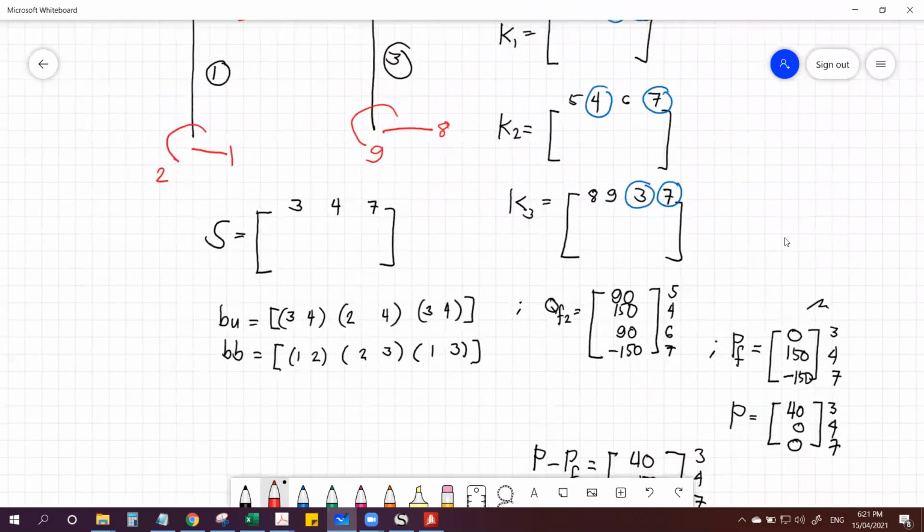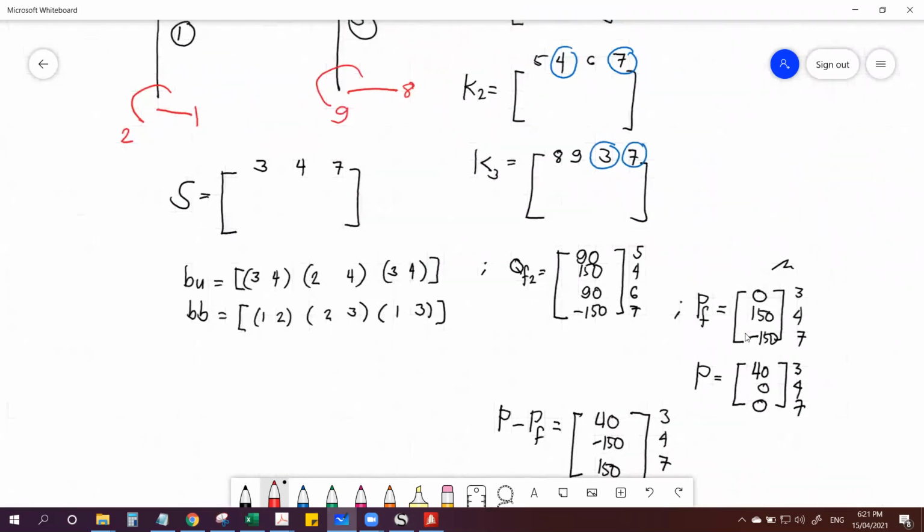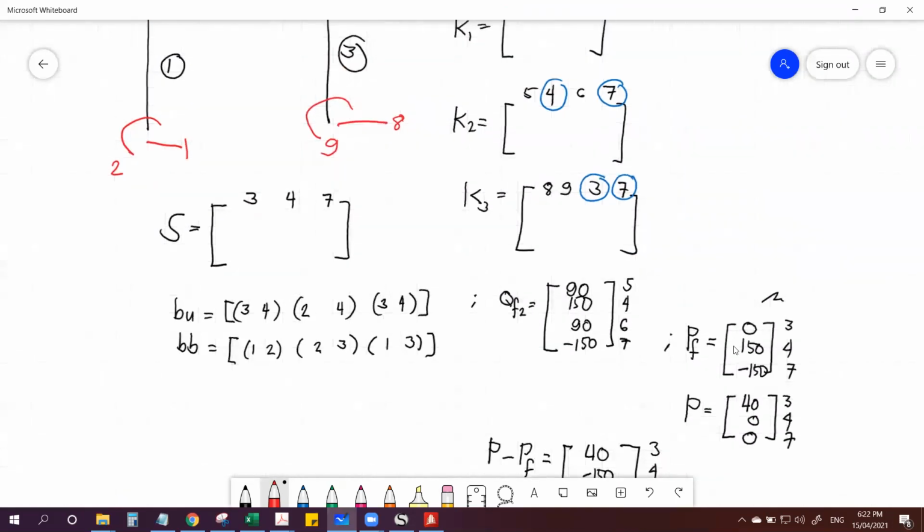5467. For the PF, we will only get the forces corresponding to our S matrix 3, 4, 7. So you don't have QF on code 3. For degrees of freedom 4, we have 150. For degrees of freedom 7, we have negative 150.